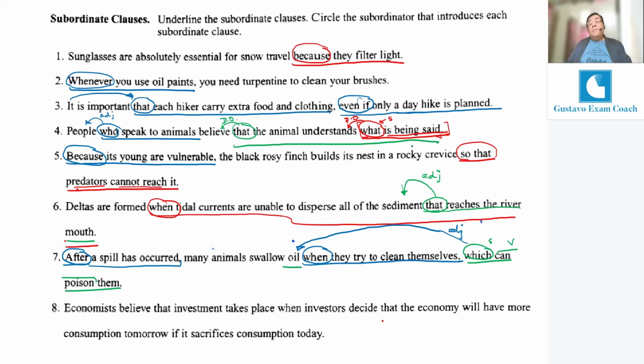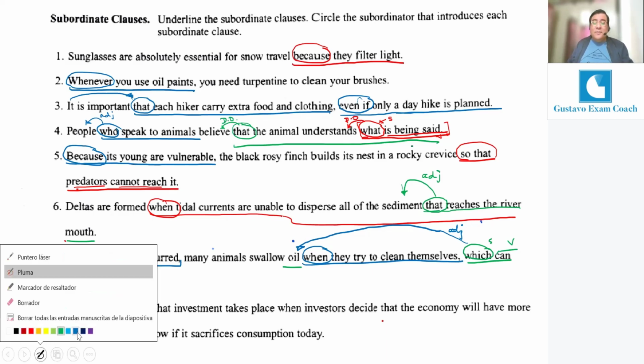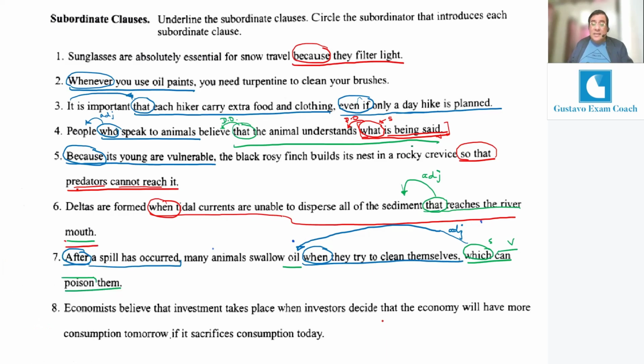Let's try another approach to analyze this sentence. We'll read the whole sentence first, but then we'll go immediately to the end of the sentence. Take a look. Economists believe that investment takes place when investors decide that the economy will have more consumption tomorrow if it sacrifices consumption today. Okay, let's spot the last part of this long sentence. It says, if it sacrifices consumption today.